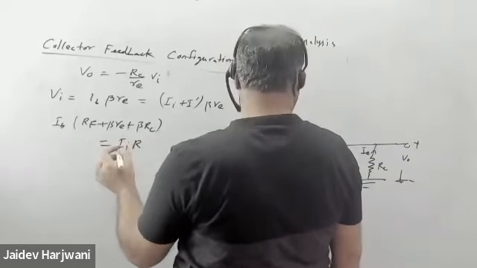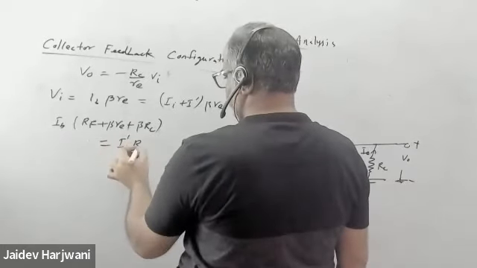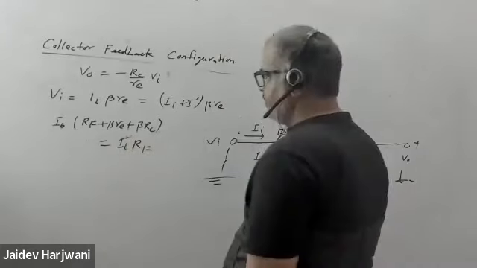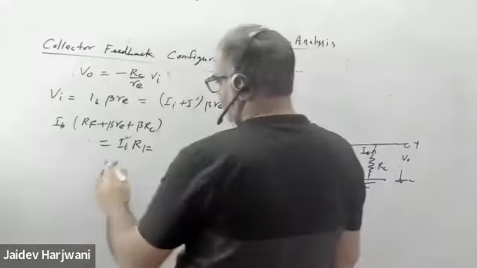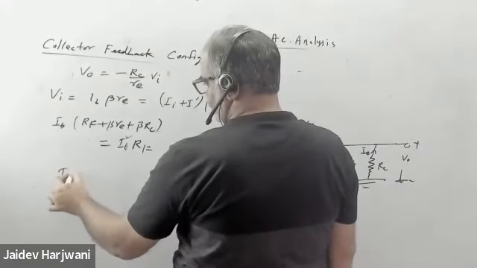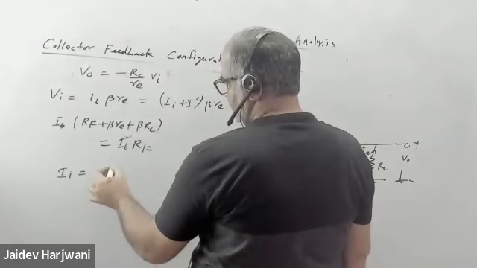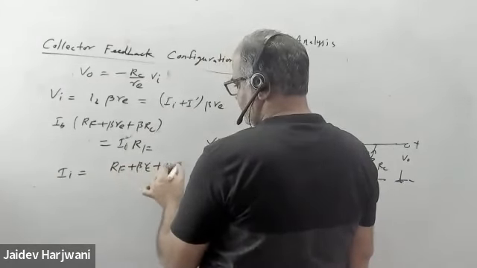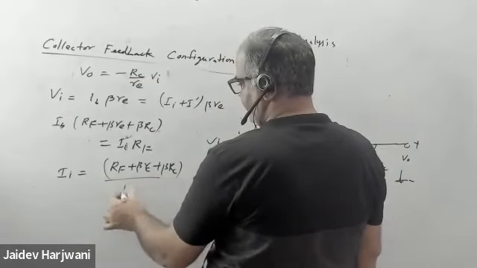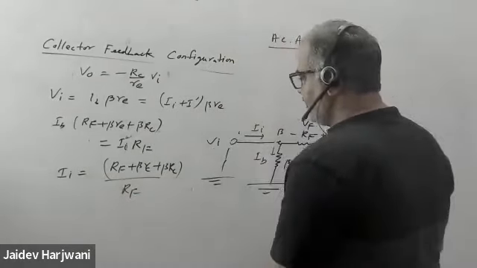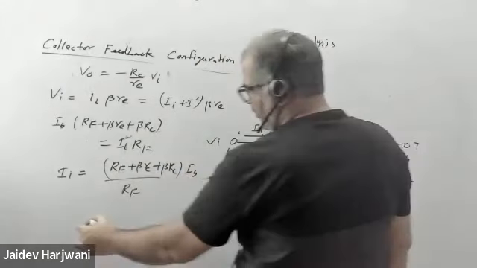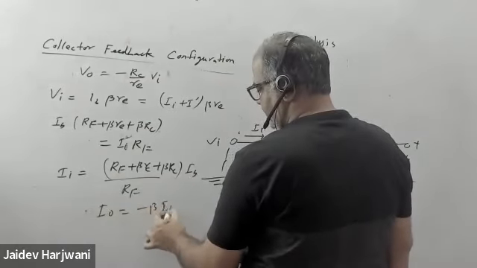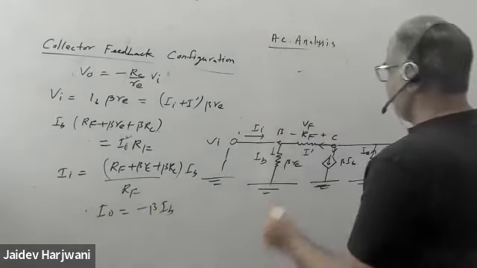I dash is I input RF. Now from here I can find the I input value. So I input is RF plus beta RE plus beta RC, upon RF, into IB. And I naught I already know: I naught is simply minus beta IB. So you can get the gain.